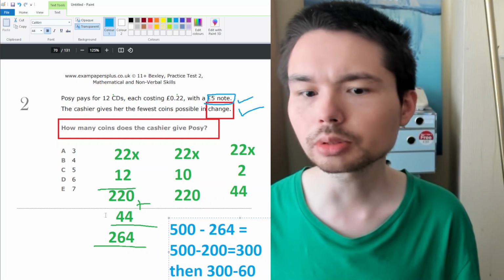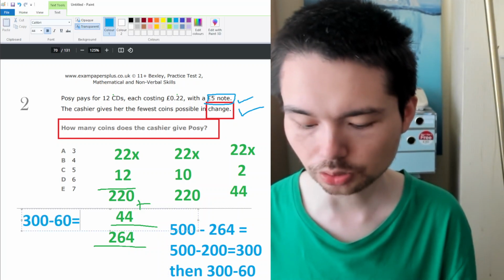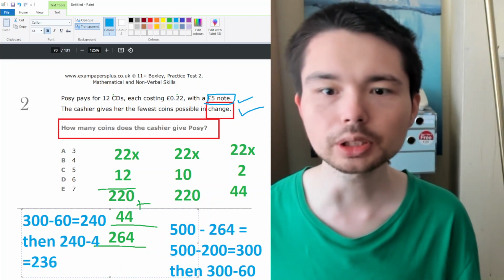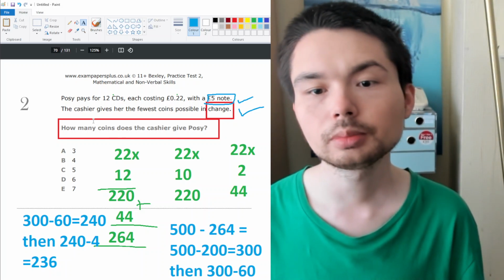It's a bit off the screen now, so I'm going to move it here. 300 minus 60 is 240. Then 240 minus 4, which is 236. So it's £2.36. That's not the answer, because how many coins do you give?